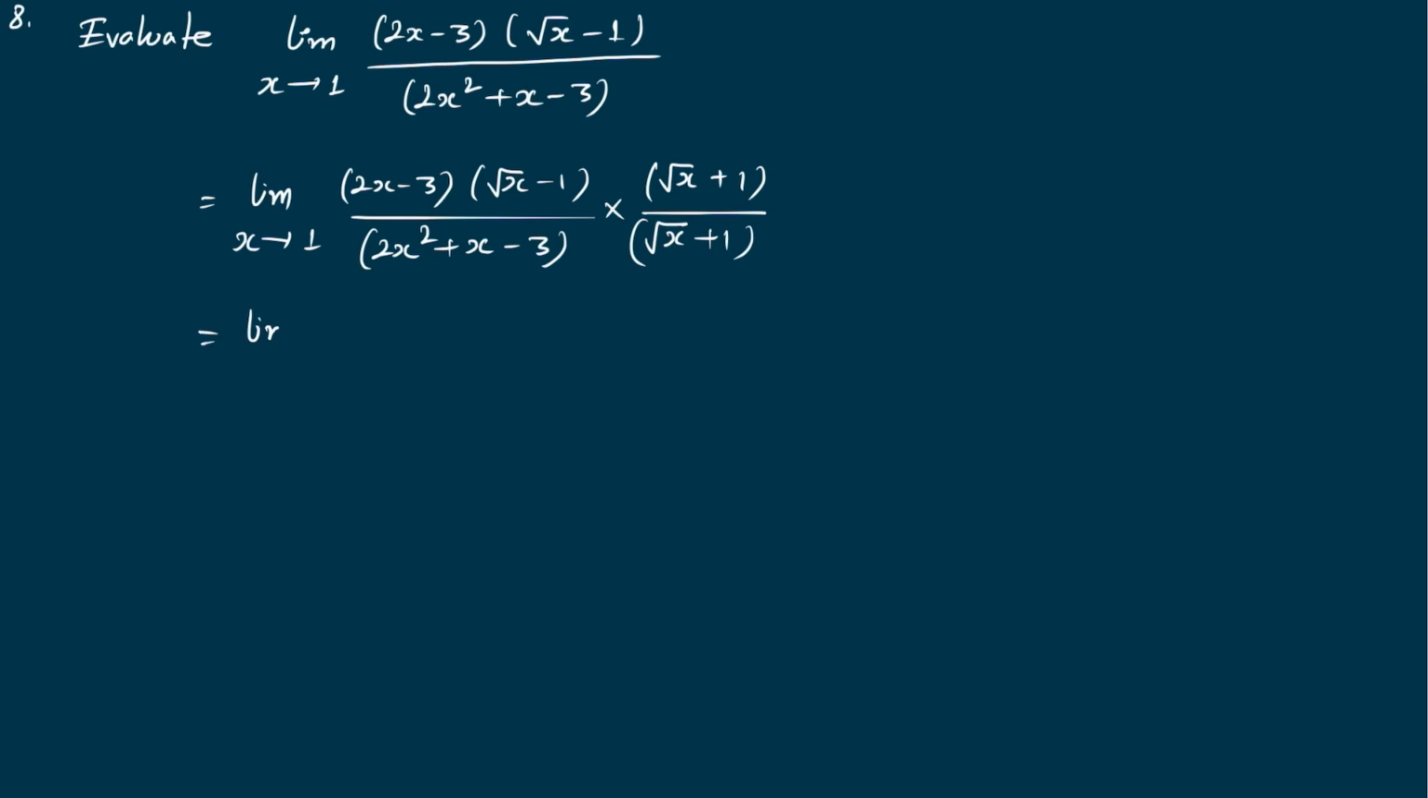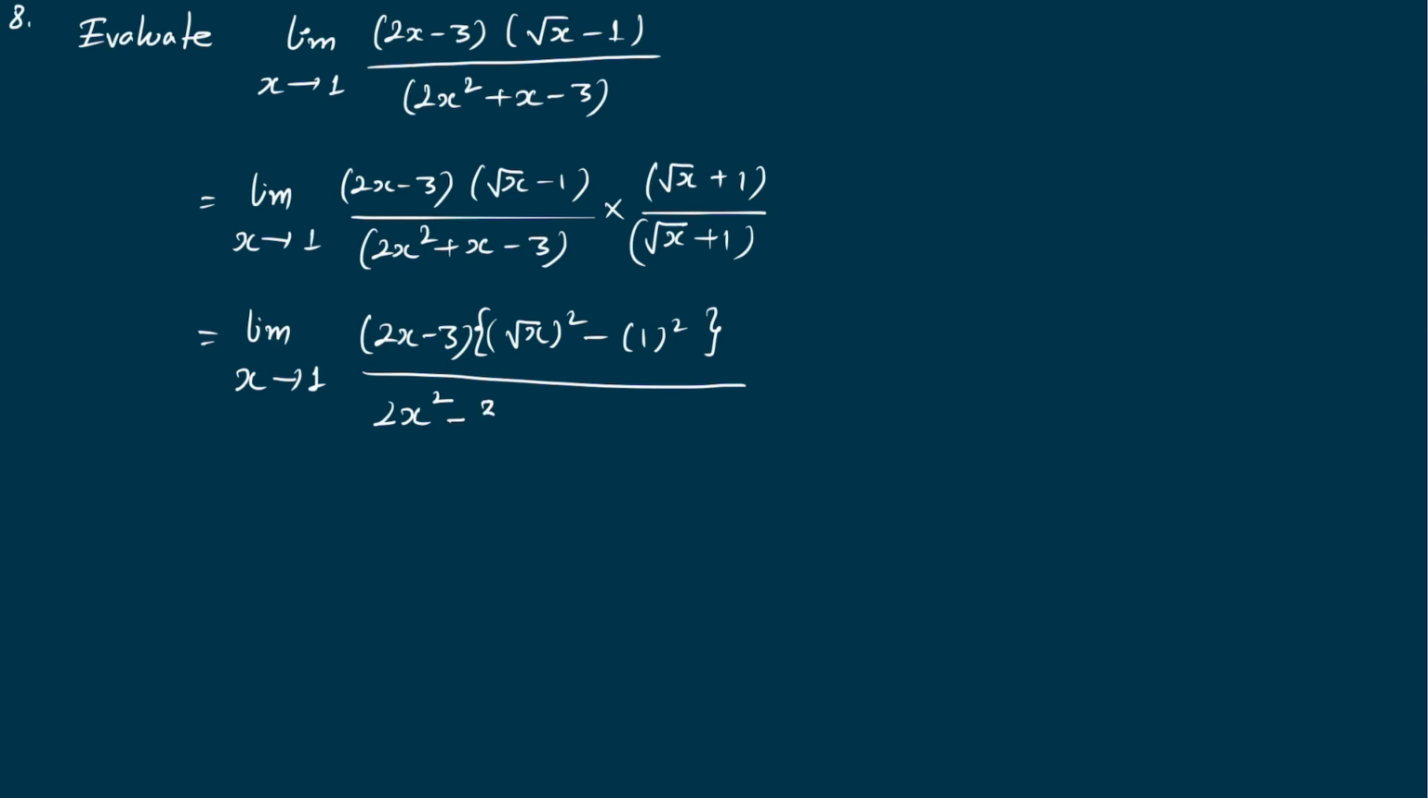This will be equal to limit x tends to 1 of (2x minus 3). Now (a minus b) into (a plus b) can be written as (a square minus b square), whole divided by, now I will try to factorize this portion also. So it will be 2x square plus 3x minus 2x minus 3. So what I'm doing, I'm just splitting the middle term here, into 2 root over x plus 1.